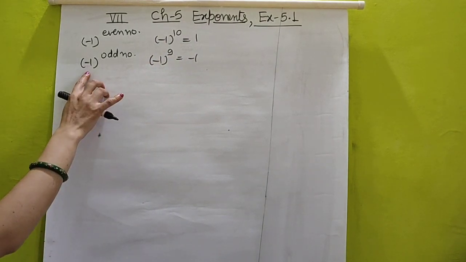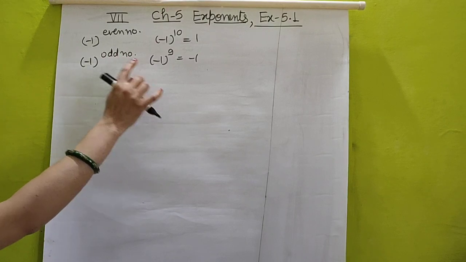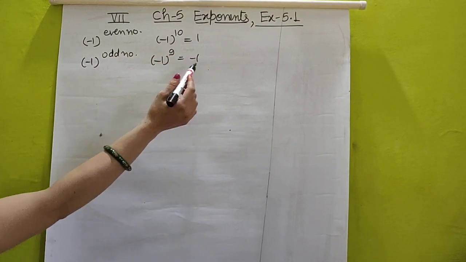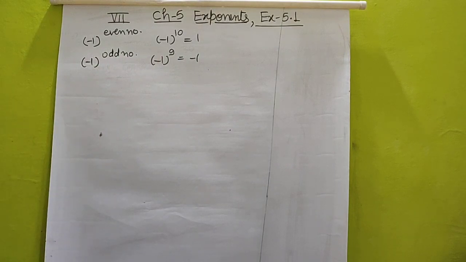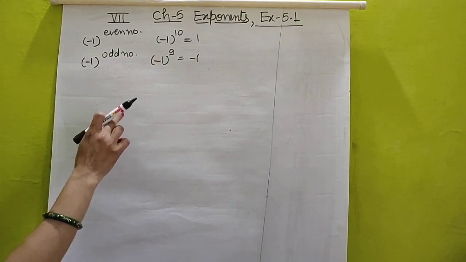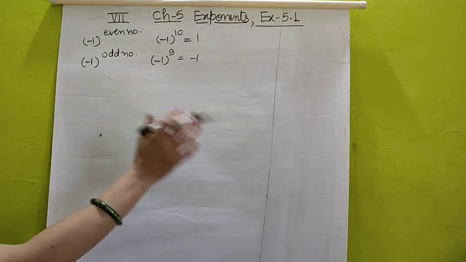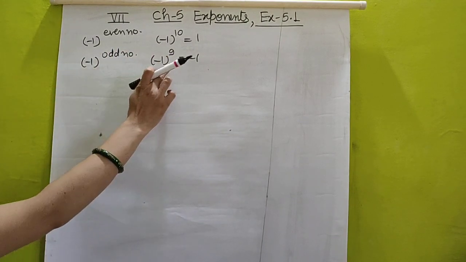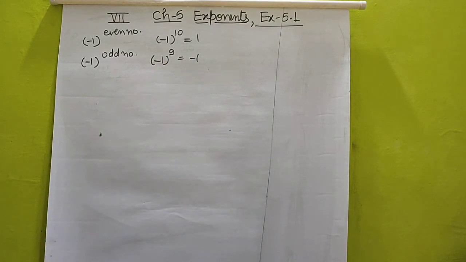But when the power of -1 is an odd number, like here -1 power is 9, 9 means odd number, then it will be -1. You need not solve it like -1 multiply -1 multiply -1. If the power is even, write directly 1. If the power is odd, write directly -1. Now students, after completing this theory, we are going to start our exercise 5.1.